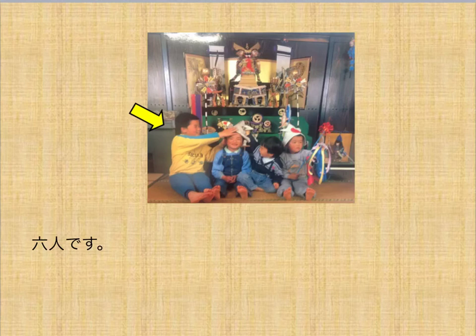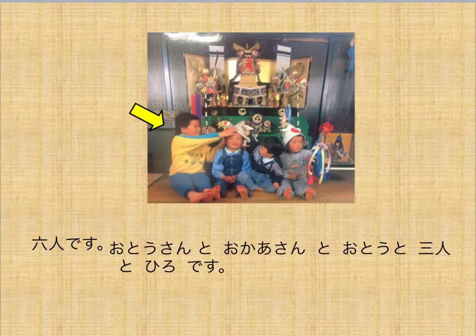Did you say start with rokunin desu? If so, good. If not, perhaps rewind and look at a previous slide. Rokunin desu. Now we start with the list. Have a go by yourself first. Did your list look something like this? Otou-san to, okaa-san to, ototo 3 nin to Hiro desu. So 3 people is nice and easy. It just follows the number and nin, 3 nin.